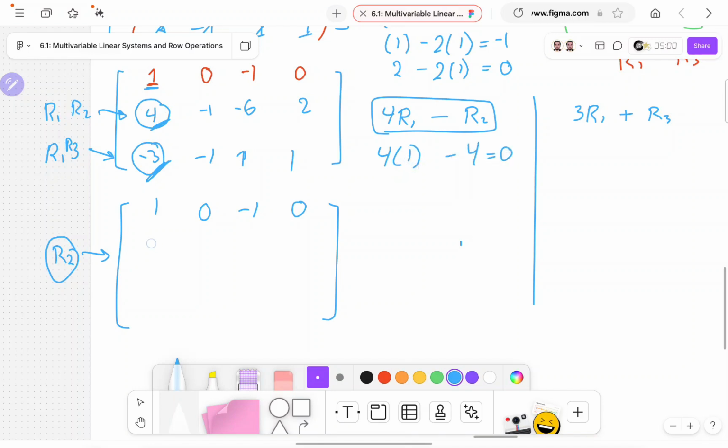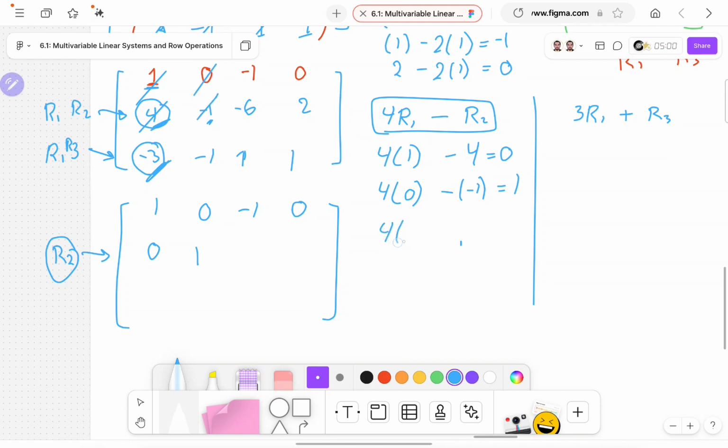So the answer is 0. So we write 0. Then 4 times row 1, 0 minus row 2, which is negative 1, so positive 1. So the answer is 1. So we write 1. Okay. Then after that we finish this.